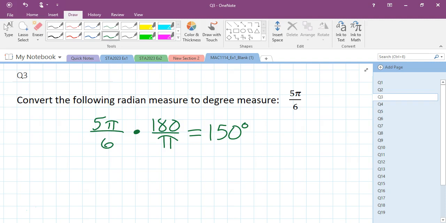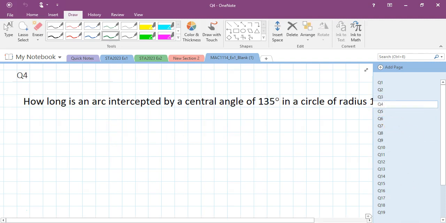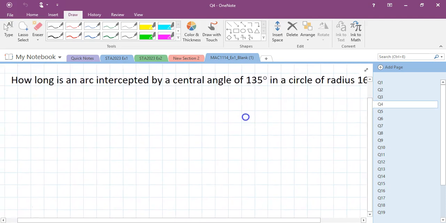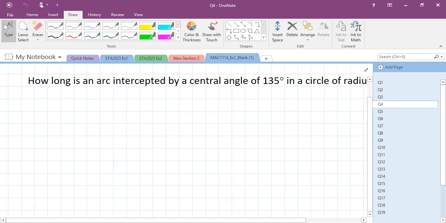All right. Let's jump over to question number 4. Question number 4 says, how long is an arc intercepted by a central angle of 135 degrees and a radius of 16.47 inches? So, what is the formula to find arc length?